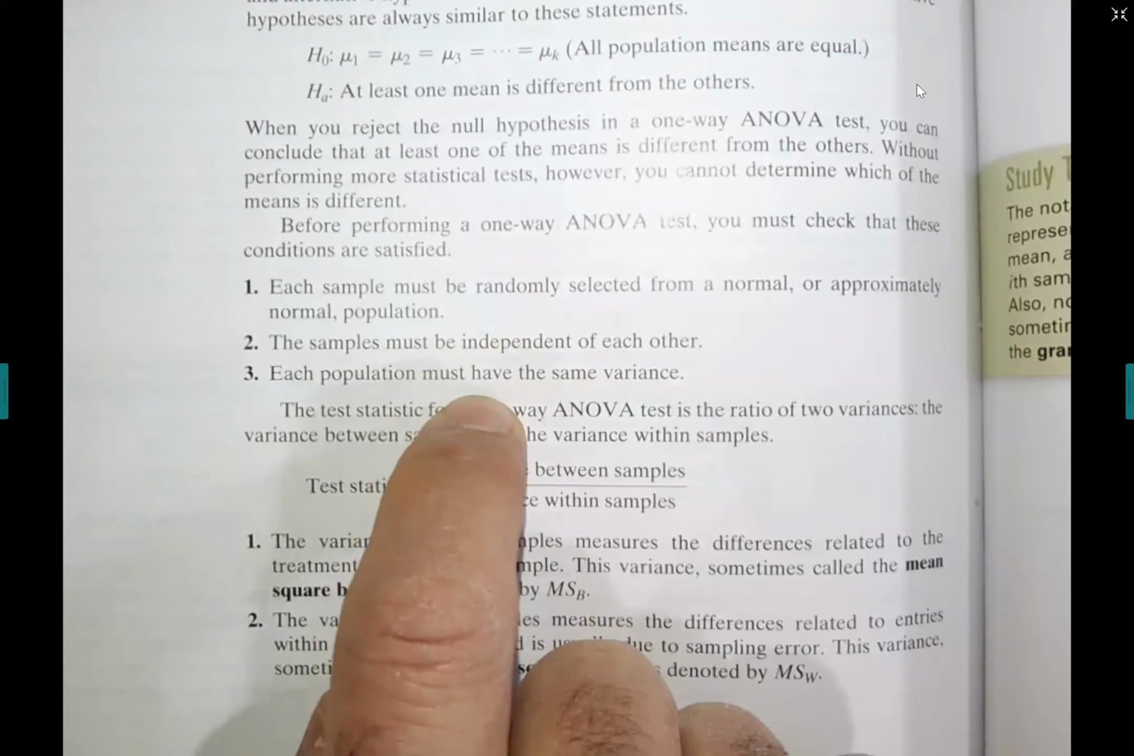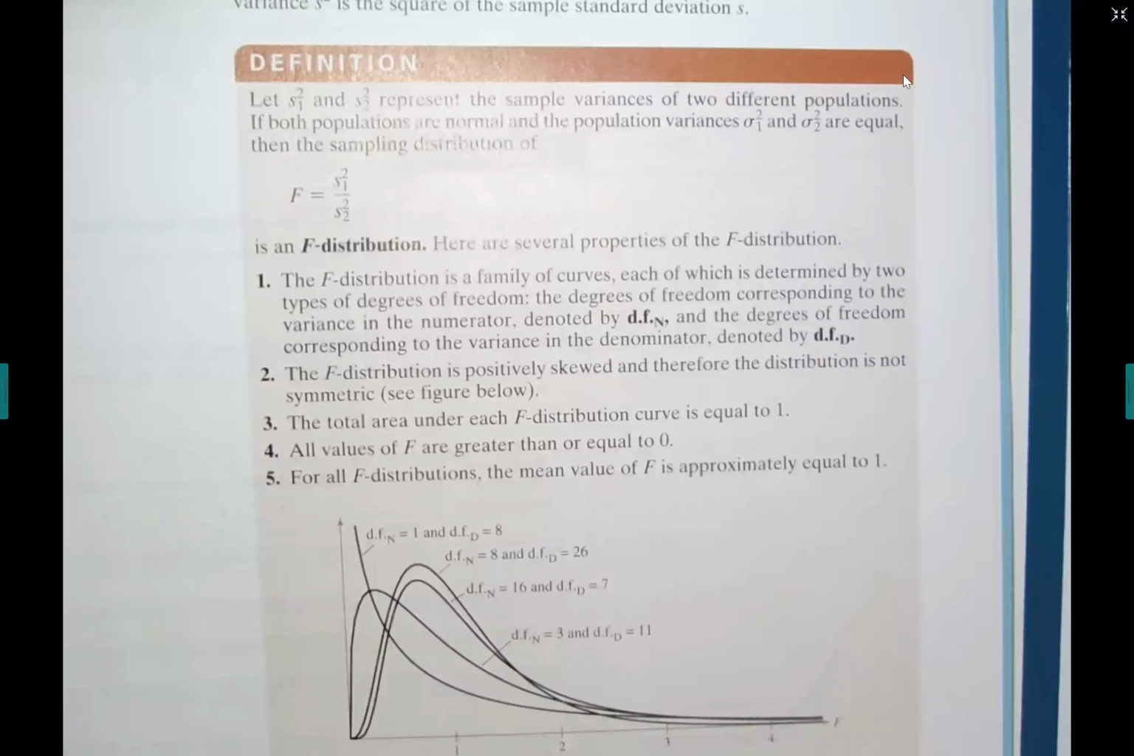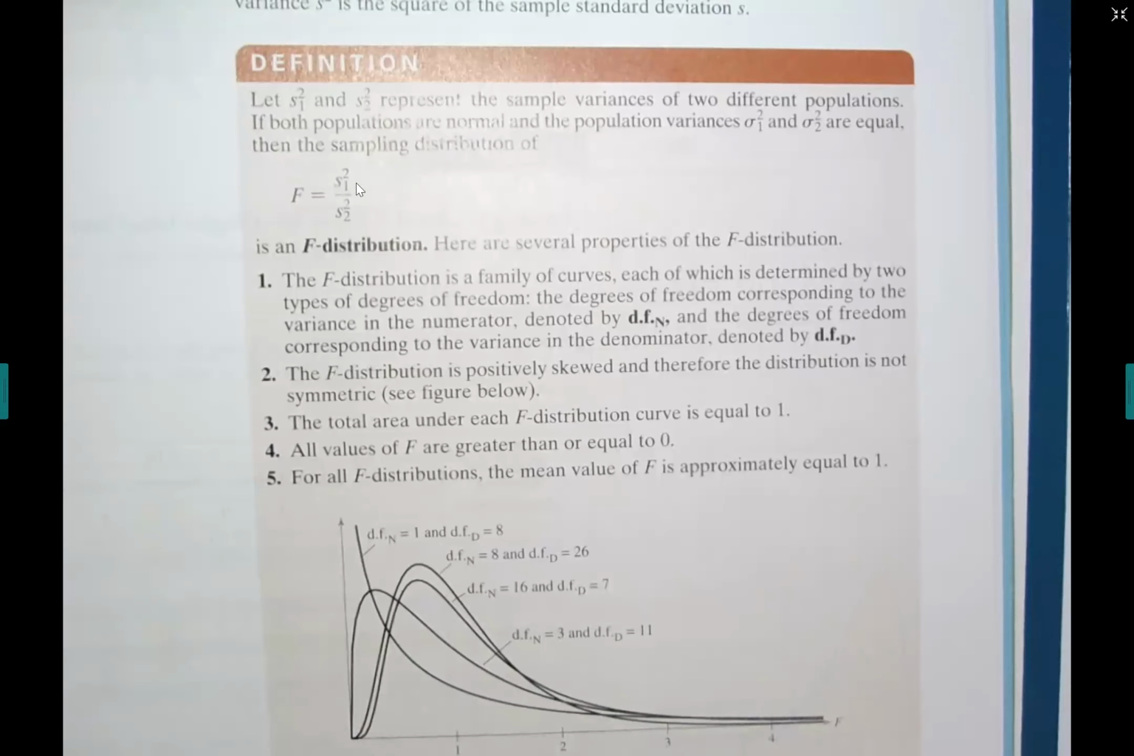Now let me show you the F distribution, guys, and then I'll give you an example and show you how to do those problems. Okay, this is the F distribution. It involves two sets. The test statistic for the F distribution is S1 squared divided by S2 squared. Sample variances of two different populations, both normal populations, with population variances sigma 1 squared and sigma 2 squared equal, then the sampling distribution is given by this. Don't worry about this. All I wanted was for you to see how the F distribution looks.